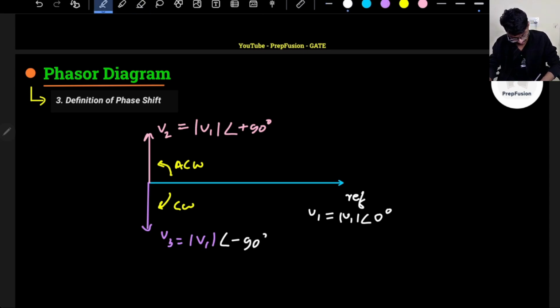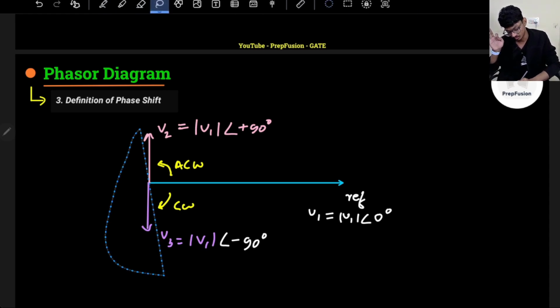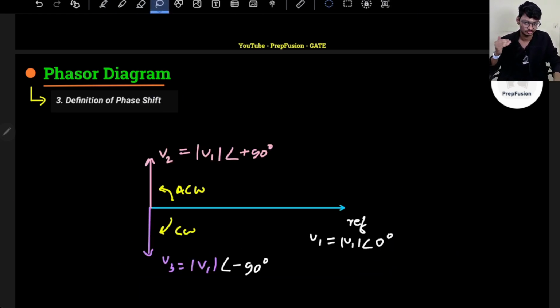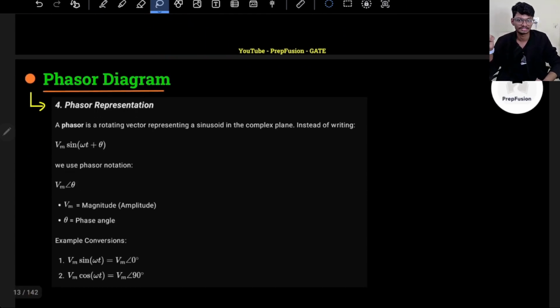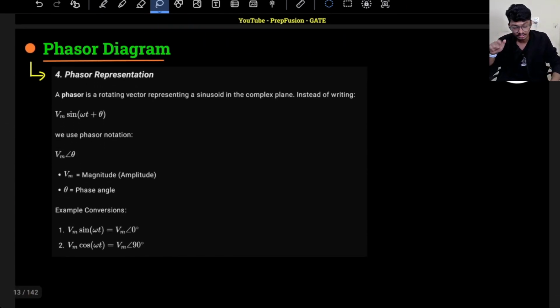So even without teaching you phasors and all those things, we have still understood what a phasor is. Basically, slowly we are understanding a phasor. So let's see the phasor representation, how we represent a phasor. A phasor is a rotating vector. How is it a rotating vector? I will discuss that in the next slide.